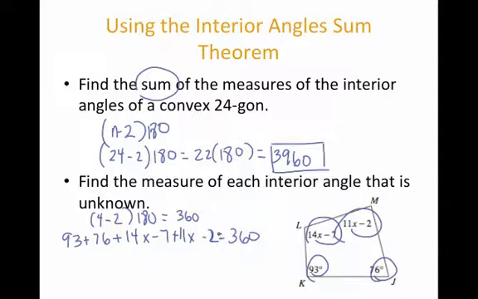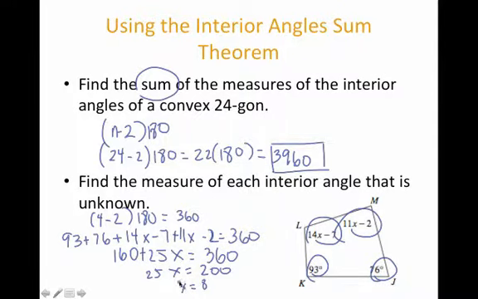So I'll do 93 plus 76 minus 7 minus 2. Those are all the integers, which gives 160, and then I'll do 14x plus 11x, which is 25x. And then I'll subtract 160 from 360, so I'll get 200, and then I'll divide 200 by 25, and I get 8. So I asked for the measure of the angles that we don't know.